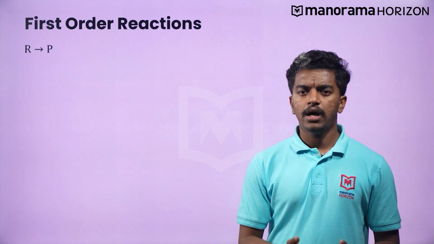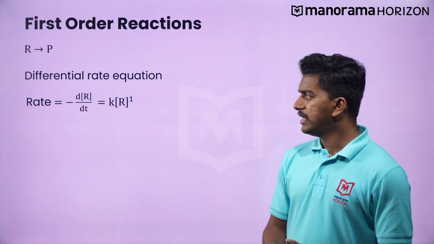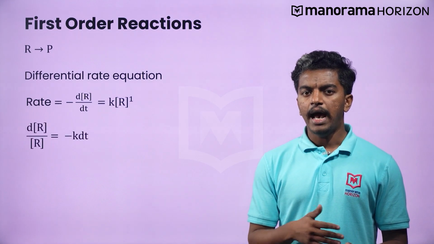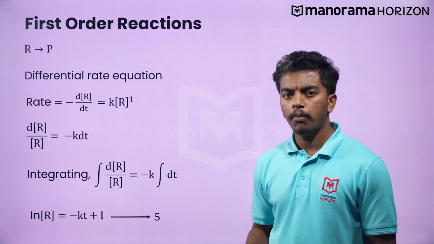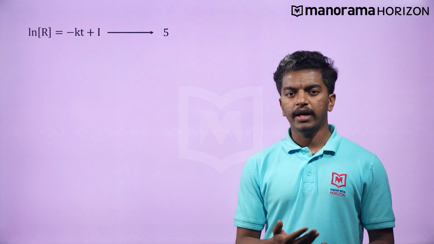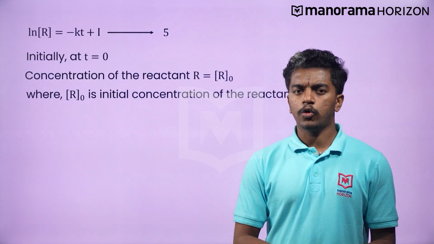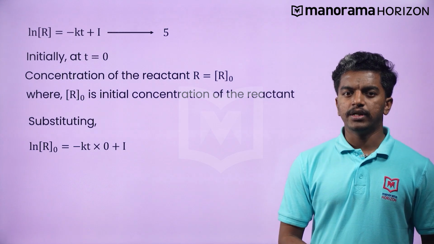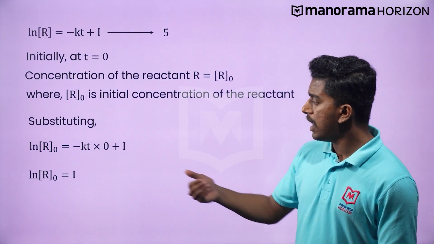For example, a reaction R gives P. Here, the differential equation takes the form -dR/dt = K R. Rearranging and integrating this equation, you will get ln R = -Kt + I. Let it be equation number 5. Now, you may find the value of the constant of integration as done earlier. Consider the initial concentration R0 at time t = 0. Using this information in equation number 5, you will get the value of I as ln R0.